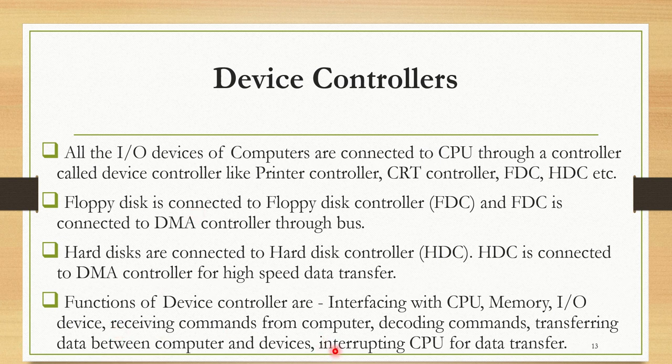The functions of the device controller are interfacing with the CPU, memory and I/O devices, receiving commands from the computer, decoding commands, transferring data between the computer and devices, and interrupting the CPU for data transfer. Suppose you want to transfer some data from a pen drive to your hard disk. Basically, it interrupts for data transfer.